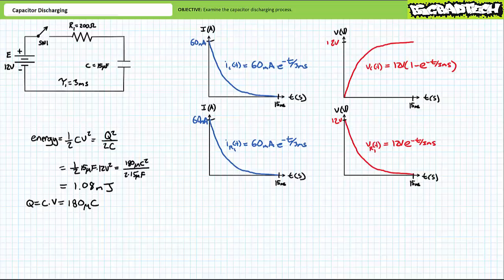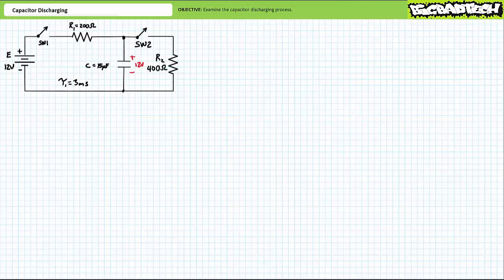This small quantity of stored energy can be temporarily put to use. Consider the addition of a second switch and an R2, a 400 ohm resistor. Upon closure of switch 2, a discharge path exists through the 400 ohm resistor. So we don't lose ourselves, let's just say we restart the clock at another time t equals 0.